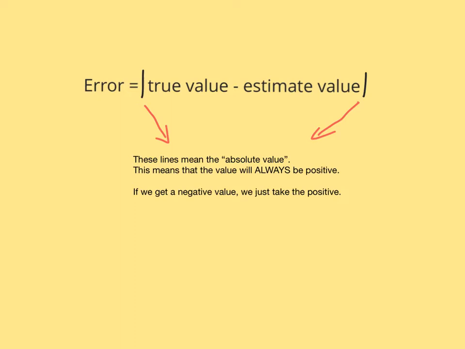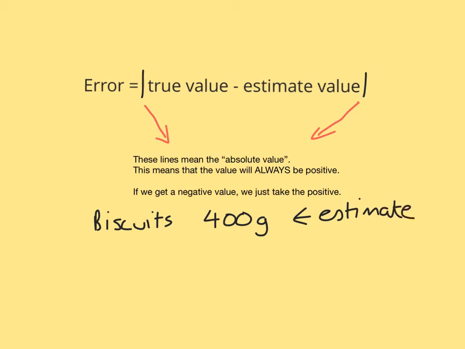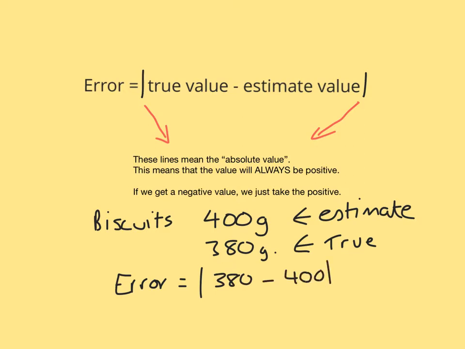So for example, if you were looking at a packet of biscuits, the weight is 400 grams, and that's the estimate. Sometimes you see that on the packet of biscuits, and then if you actually weigh them, the true value might be only, let's say, 380. Then if I'm getting the error, I get 380 minus 400, and what I get is minus 20, and that's 20 grams.